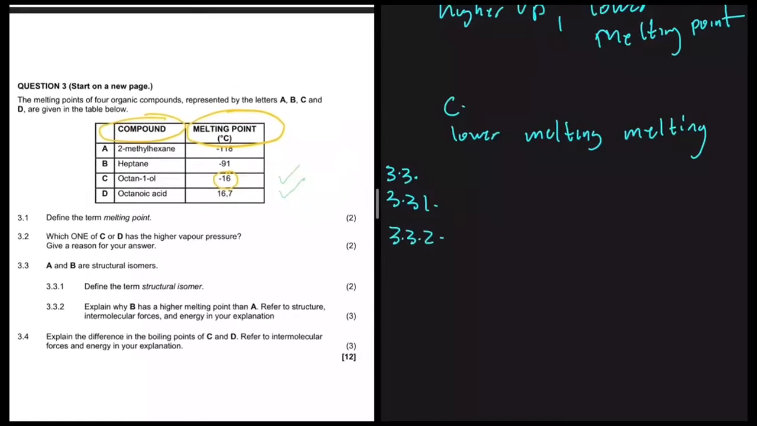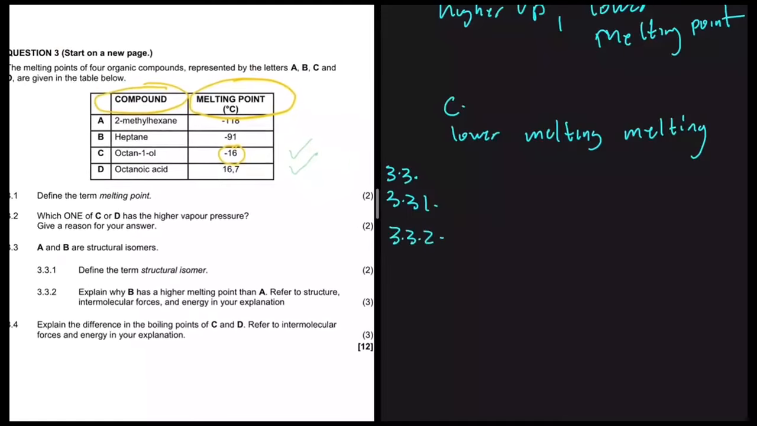3.3.2 says explain why B has a higher melting point than A. Refer to structure, intermolecular forces, and energy in your explanation. So A and B are structural isomers. They have the same molecular formula but different structural formula. So let's look at A. A is clearly branched, right? It says 2-methylhexane. So on the second carbon, we're supposed to have a branch. And then B just says heptane. So B is a straight alkane. That is the only difference between the two. And we're going to use that to explain our answer.